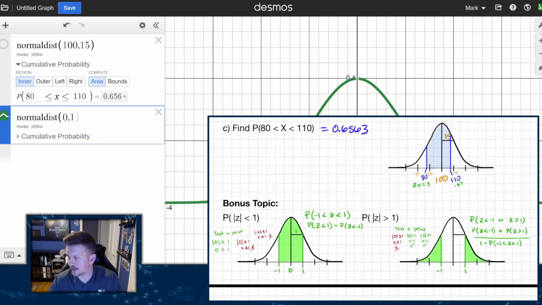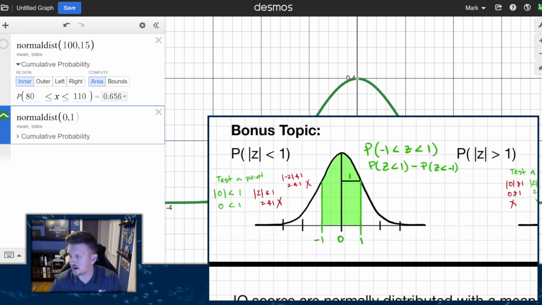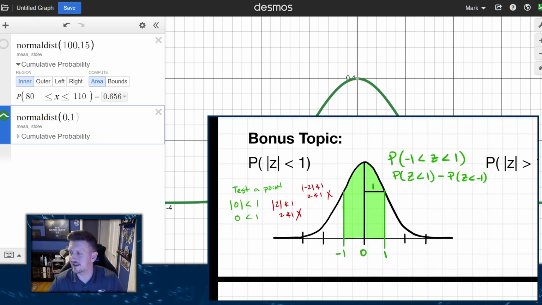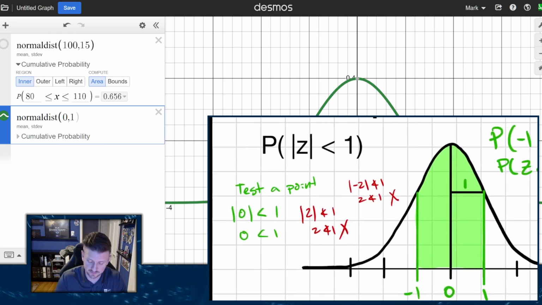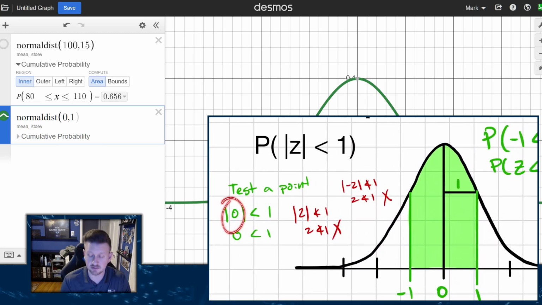So the problem that we're being tasked to find, first let's do the area. The probability that we get a z, the absolute value of z, is less than 1. So let's talk about that. Let's test a few numbers. So let's test 0. If I plug in 0 here, do I get a true statement? Well, what's absolute value of 0? 0. Is 0 less than 1? Yes. So 0 is happy.